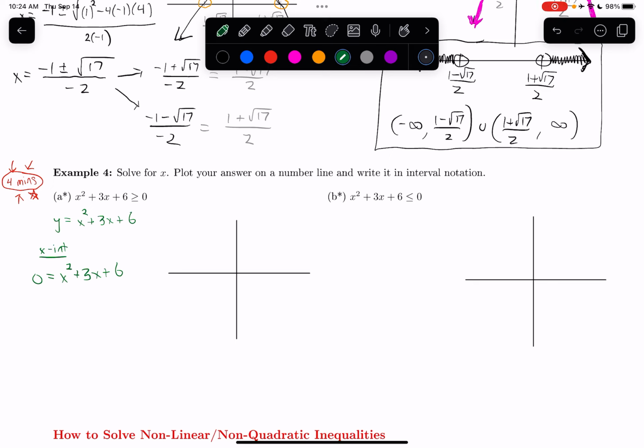We could try to factor this, but it turns out this one also doesn't factor. So I can go to my quadratic formula. I get x equals negative b, so negative 3, plus or minus the square root of b squared, 3 squared, minus 4ac, where a is 1 and c is 6, all over 2a, which is 2 times 1. When I simplify this square root, I get the square root of 9 minus 24, which is negative 15.